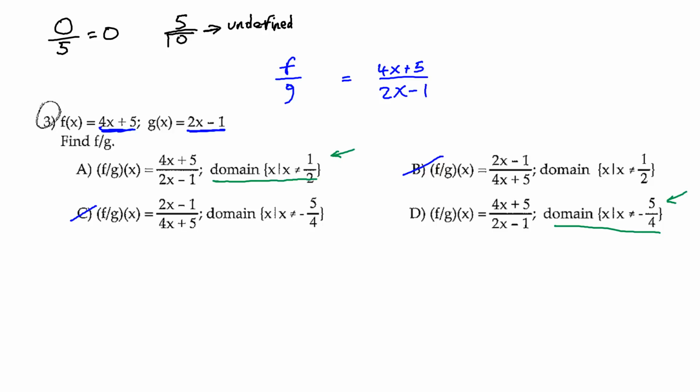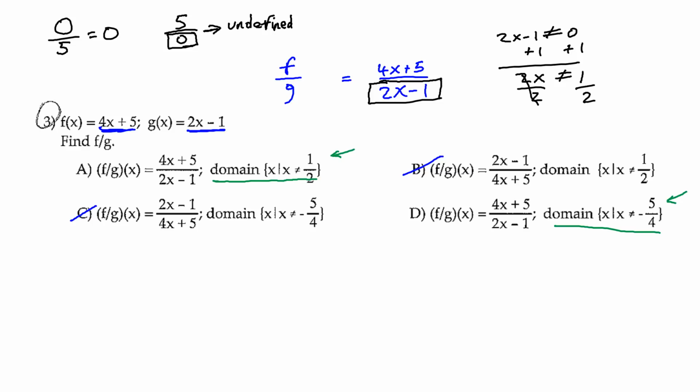So what we want is to make sure that we don't get 0 in the denominator. So in other words, in this case, our 2x minus 1 cannot equal 0. In other words, if we added 1 to both sides, then 2x cannot equal 1. Or if we divided both sides by 2, then x cannot be 1/2. So that tells us that the domain has to exclude 1/2. So the domain will not include 1/2.